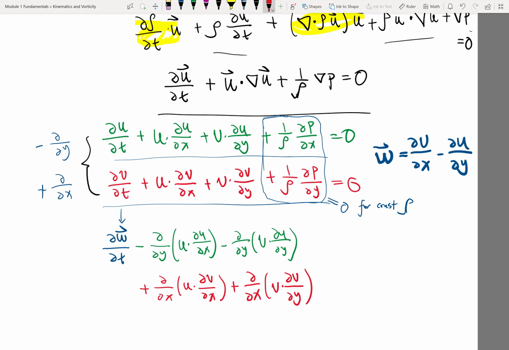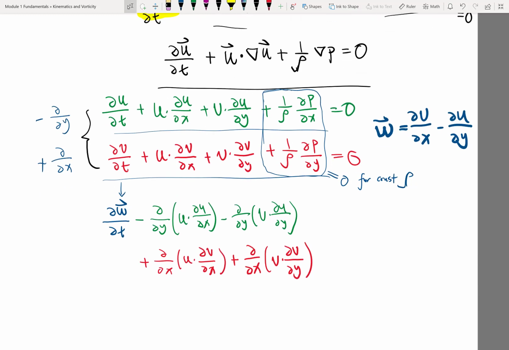Right, I'm just basically taking the derivative of these two terms. Now, each of these derivatives can be split into two terms. For example, the first derivative can be split into du/dy times du/dx plus u times the second derivative of u with respect to both x and y, right? Okay, so let's write them independently. Let's split all of these into two parts.